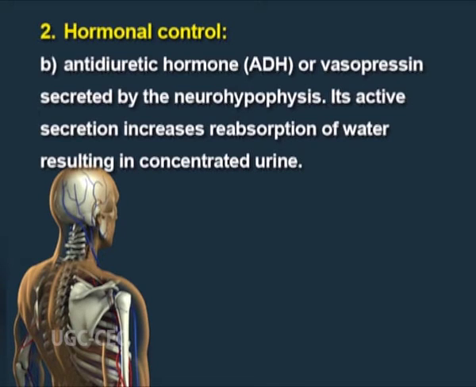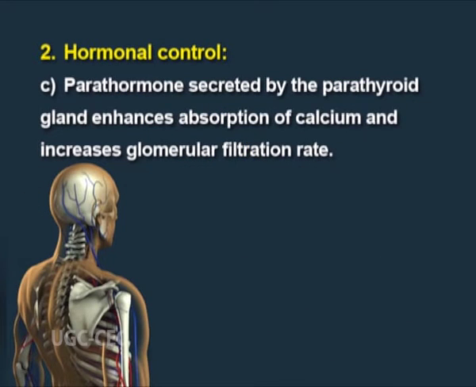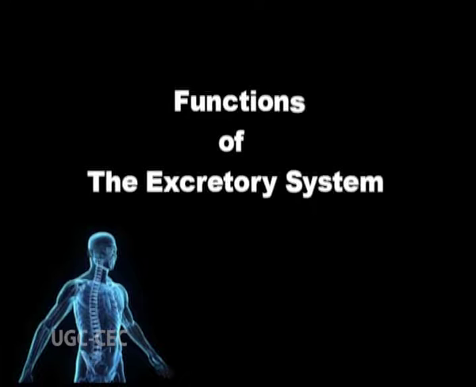Antidiuretic hormone or ADH or vasopressin is secreted by the neurohypophysis. Its active secretion increases reabsorption of water resulting in concentrated urine. Parathormone secreted by parathyroid gland enhances absorption of calcium and increases glomerular filtration rate.